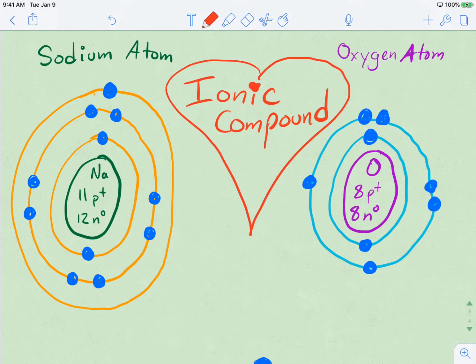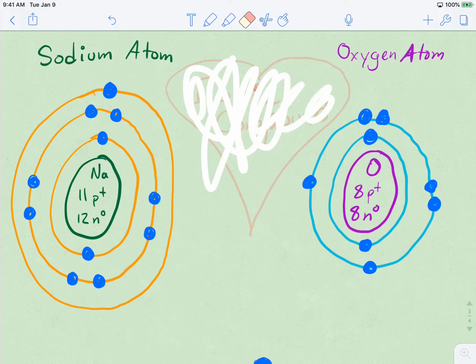Our very special science today is how atoms turn into ions and then come together to form ionic compounds, as we see here with our happy little heart in the middle. Let's get right down to it. Let's get rid of the ionic compound bit in the middle so we can bring these together.